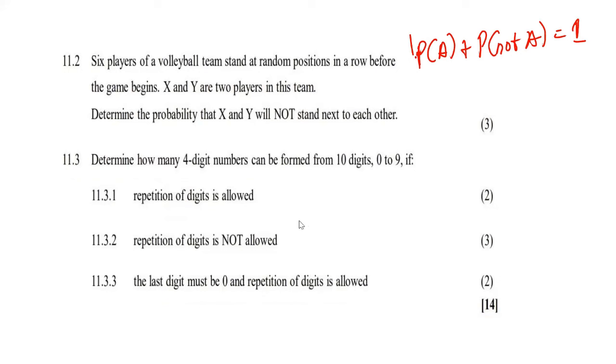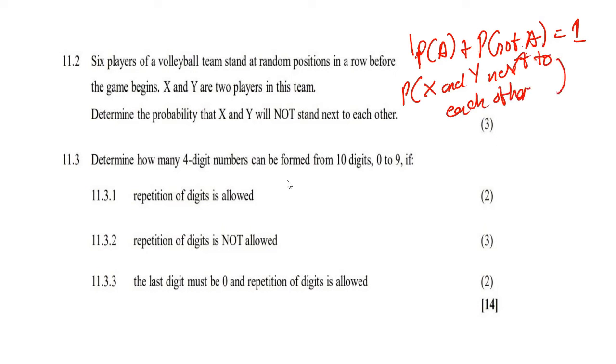So the way in which we're going to approach this question is to say, let's calculate the probability that X and Y will stand next to each other. So we'll be looking at all the possibilities that X and Y will stand next to each other. So this is the probability of X and Y next to each other.